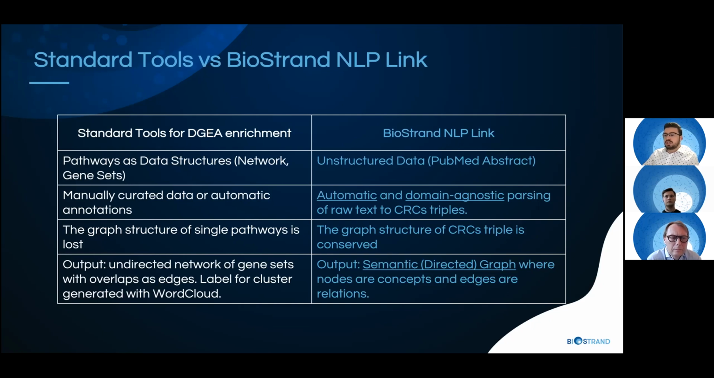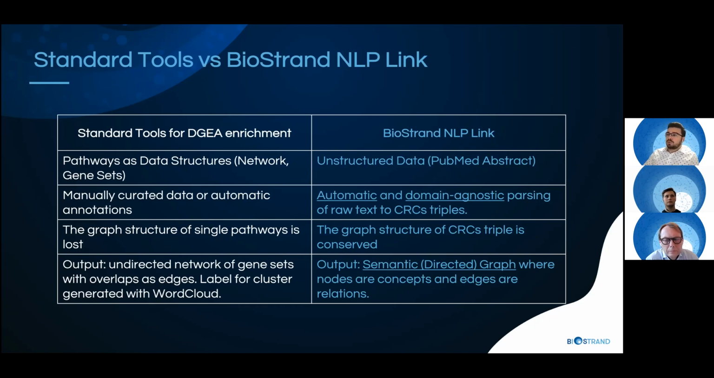For the standard tools, the data that you use needs to be either manually curated or automatic annotations. If your data is manually curated, then you can have some trust in what you have. If it's automatic, a little less. In the case of BioStrand NLP link, it is automatic, but you always keep the context with respect to the study that you looked for. So instead of keeping track of your data and looking into the literature by yourself, you have the machine that helps you look at the specific elements that are relevant for your experiment. It also does so in a domain agnostic way. So if you are studying the development of cancer, or the different effects associated with fertility disease, for example, the BioStrand NLP link tool will go through that and make the data structured.